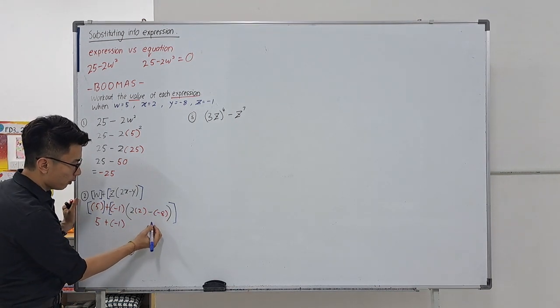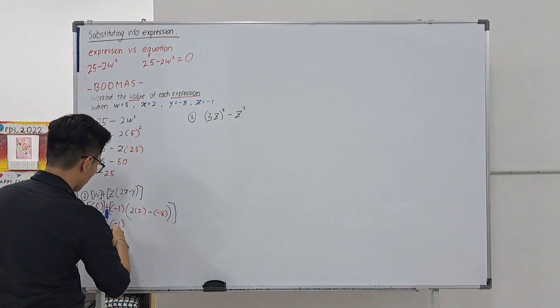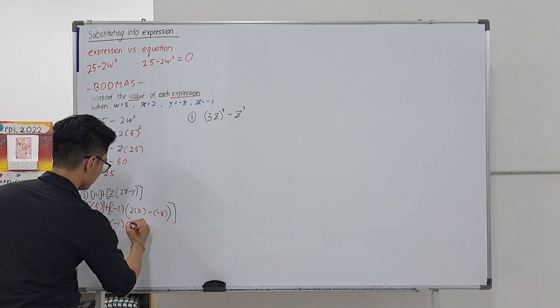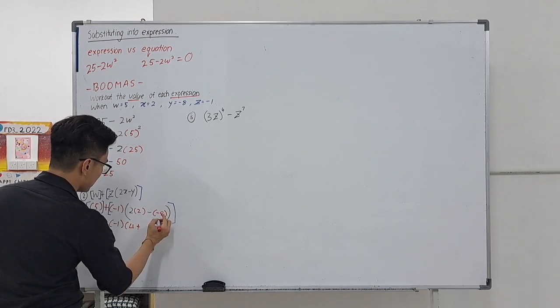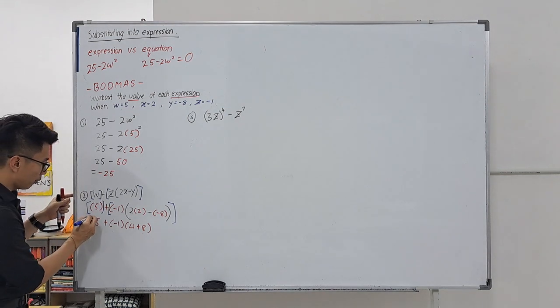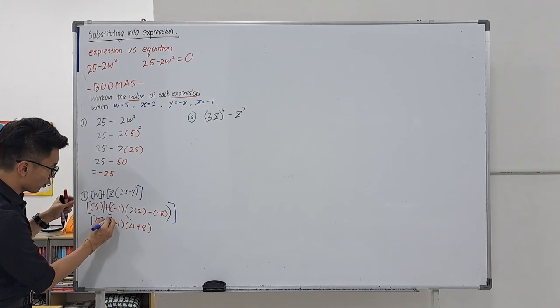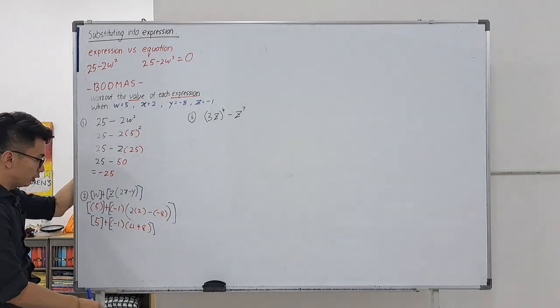So over here, I have 2 times 2, all right? That's going to give me 4. Negative, negative, that's going to give me positive 8. Right? That's going to give me positive 8. I'm going to put back my bracket so you know which one I'm doing right now. Okay? Now let's continue to solve this.